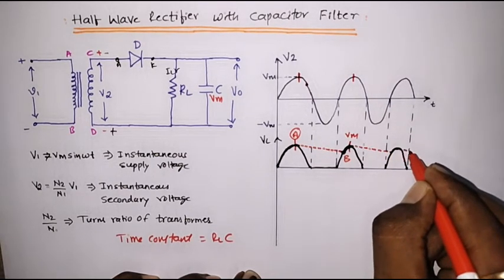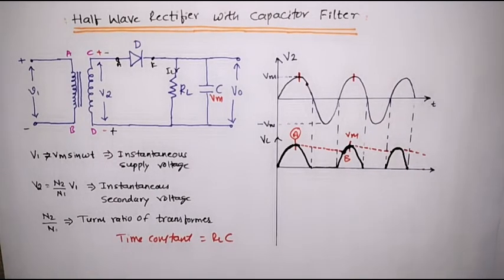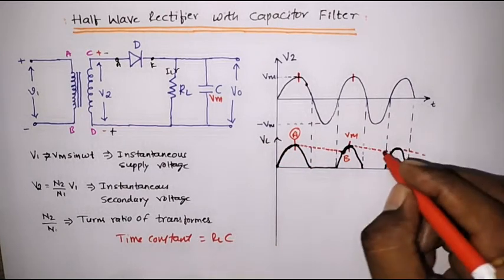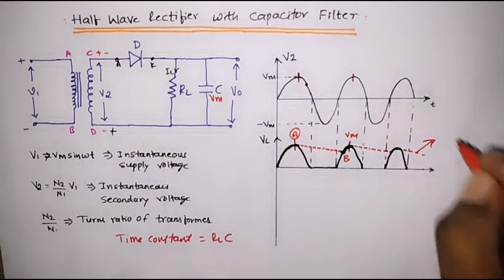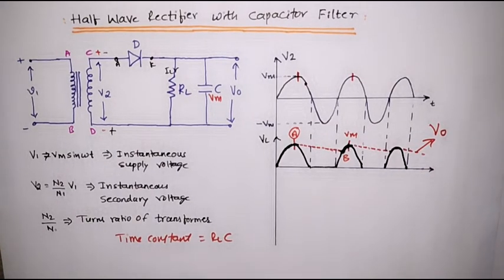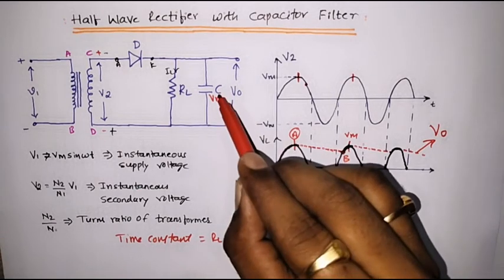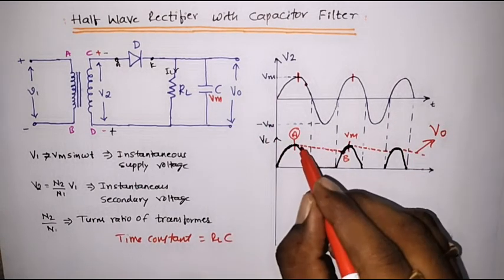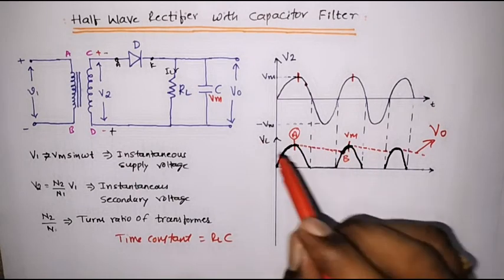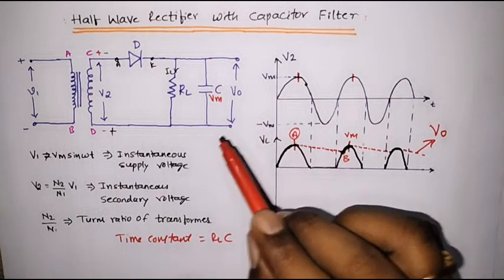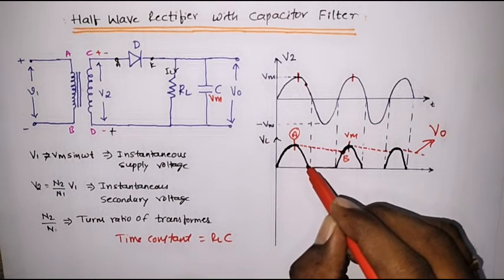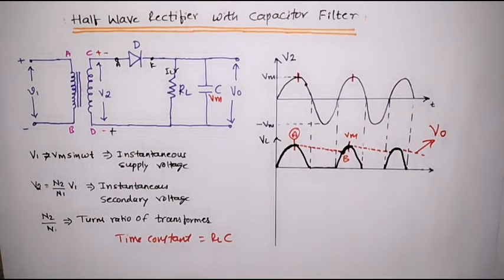So this process will continue. Here this is the voltage across the load resistor VL, whereas this is the voltage across the capacitor, that is VO. Here we can observe that the voltage across the capacitor, VO, is almost equal to a DC signal. Therefore the capacitor circuit is known as a filter circuit, which reduces the pulsating signal that appears in the output of the rectifier.